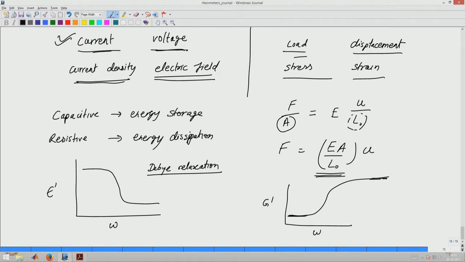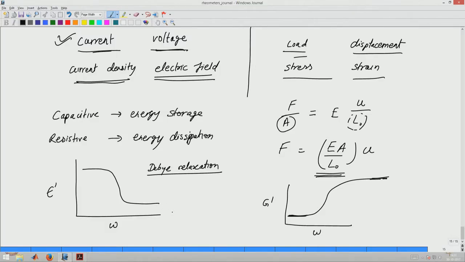Therefore, they do not store as much energy, and therefore the dielectric constant comes down. But there is some residual dielectric constant because there is some other mechanism which can actually respond at very high frequency. So, there is a small amount of dielectric constant. You can see that both dielectric and mechanical responses mimic each other in terms of the frequency response.